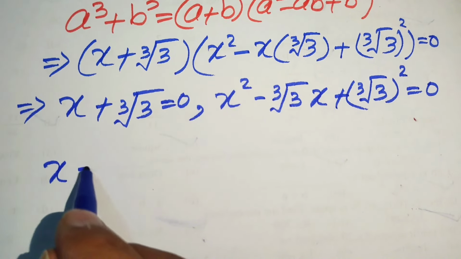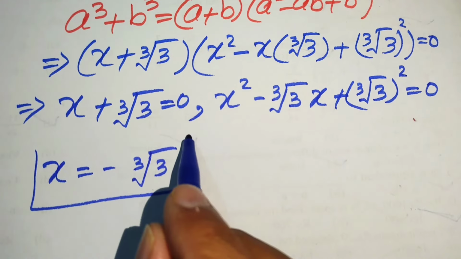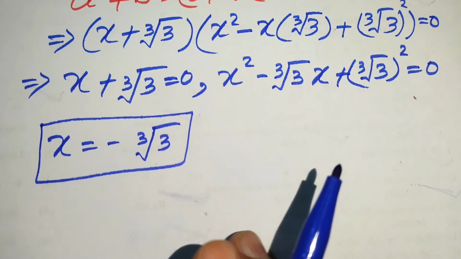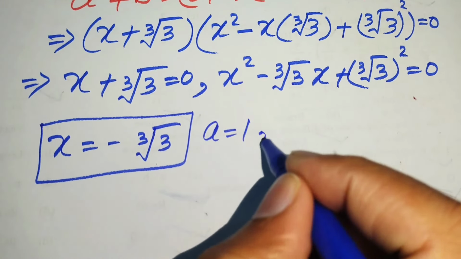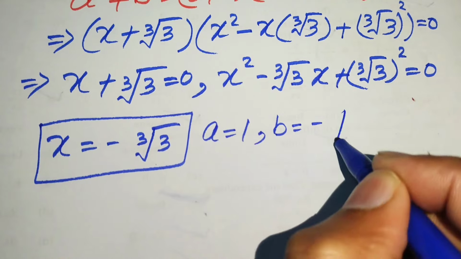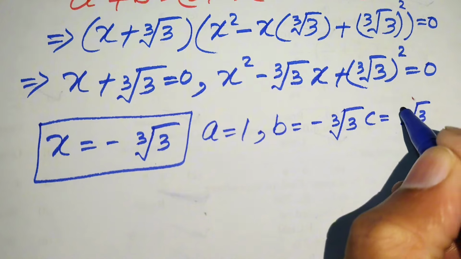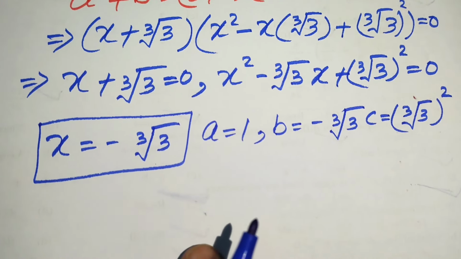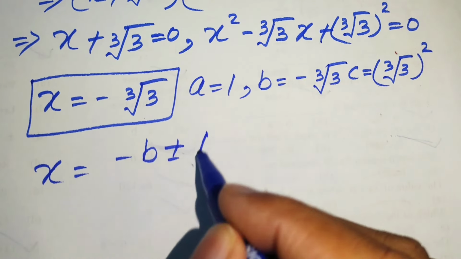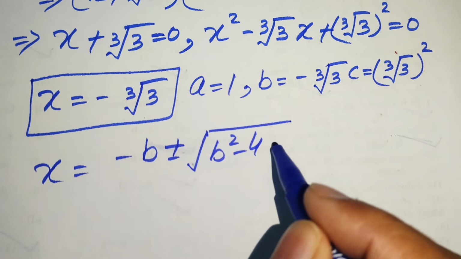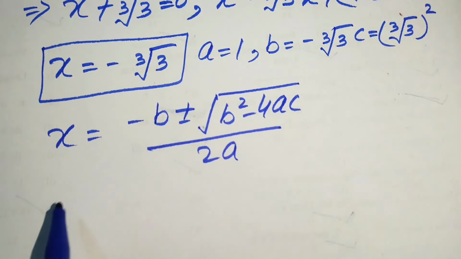So from this equation we easily get the value of x is equal to cube root of minus 3, minus cube root of 3. And here in order to find the other values, we need to solve this equation. So first we write the coefficients of this equation, and its coefficients are a equals to 1, b equals to minus cube root of 3, c equals to cube root of 3 and its whole square. Okay, so we know about the quadratic formula. It is stated as minus b plus minus square root of b square minus 4 times of ac divided by 2 times of a.